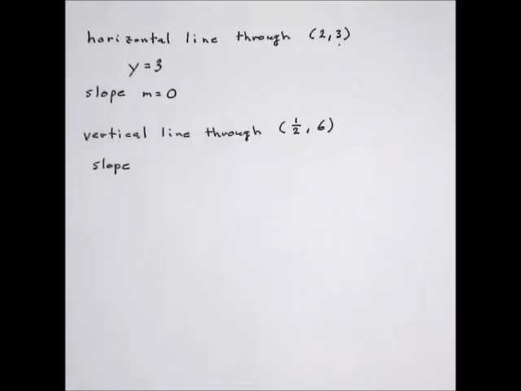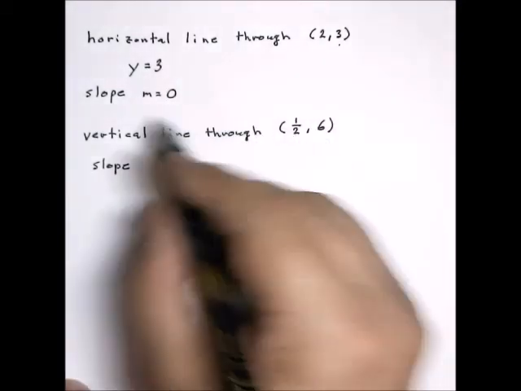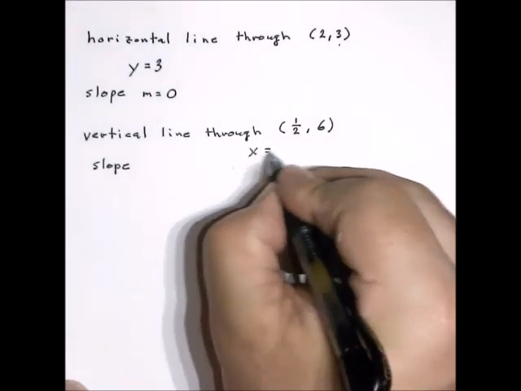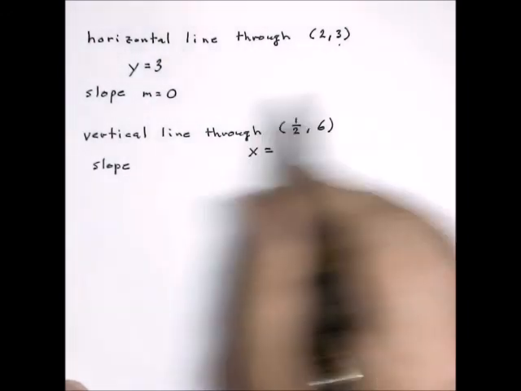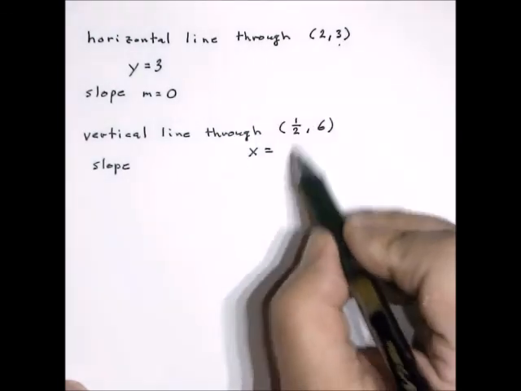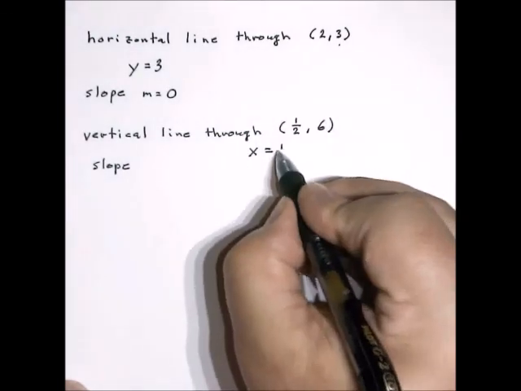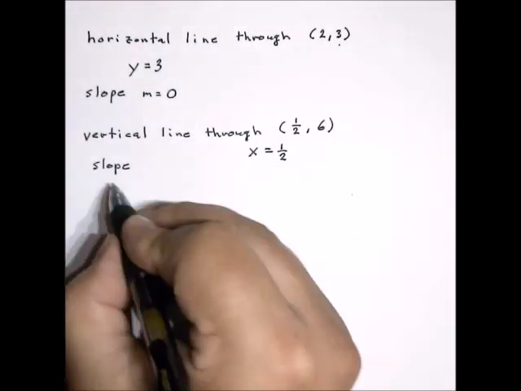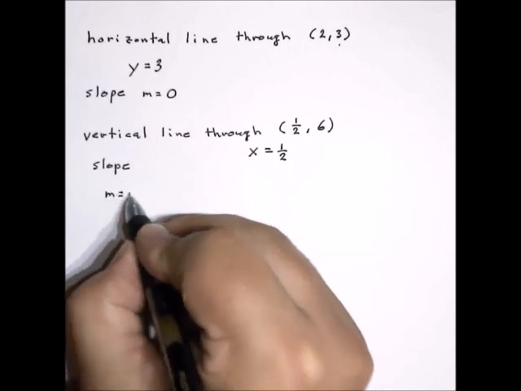Now we're going to do the same thing with the vertical line. In this case, the vertical line through the point 1/2, 6. And vertical lines are always x equals. And it's going to be, just like with the horizontal lines, x equals x coordinate this time. Slope of a vertical line is always undefined.